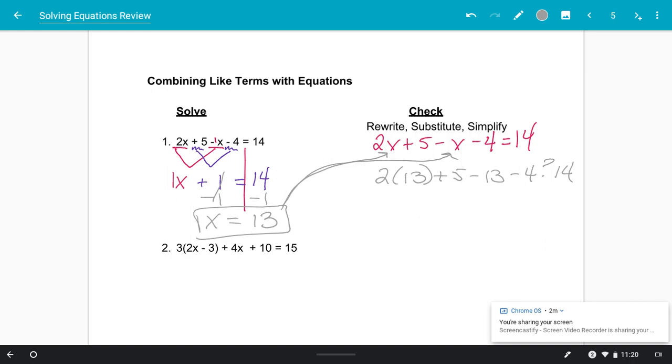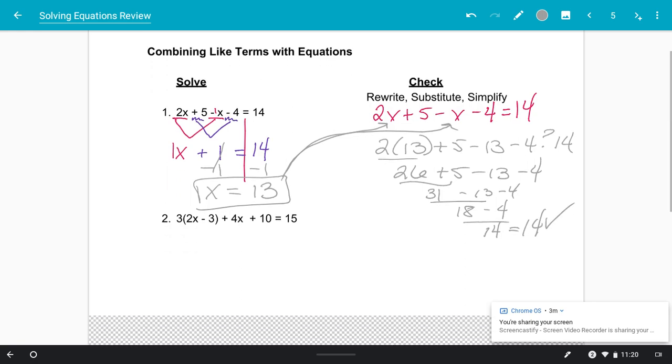So following our order of operations, I'm going to multiply before I do any addition or subtraction. So 2 times 13 giving us 26. And then I'm going to add 5, subtract 13, and subtract 4. All right, now all we have left is addition and subtraction. So I'm going to work from left to right. So 26 plus 5 giving us 31, bringing everything else down. 31 minus 13 giving us 18, bringing everything else down. 18 minus 4 giving us 14, which is in fact equal to 14. So that will also check out.